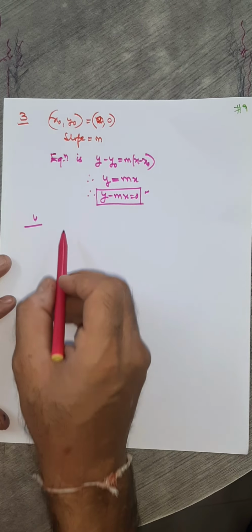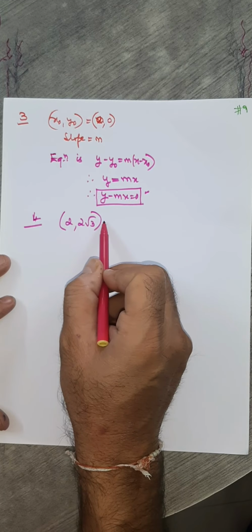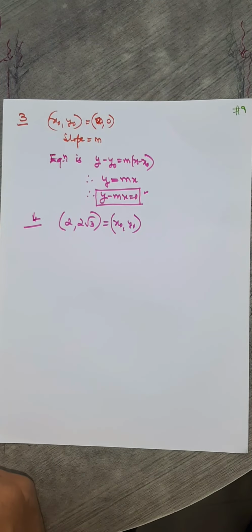Passing through the point (2, 2√3). So one fixed point on the line you are given, we call that (x0, y0). What else are you given? The line makes an angle of 75 degrees with the x-axis. Actually, there should be "with the positive direction of the x-axis".